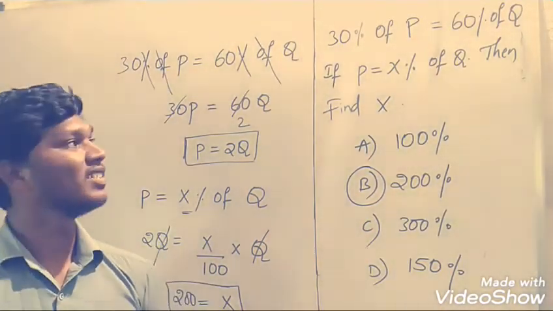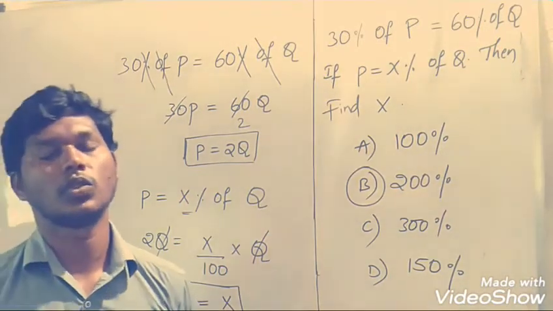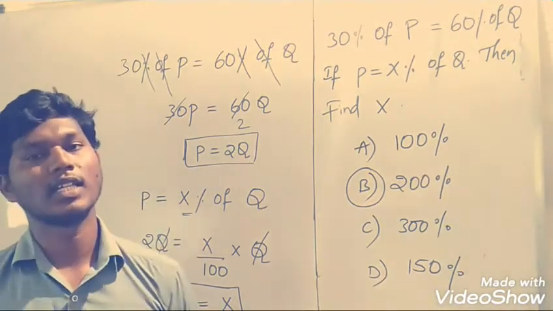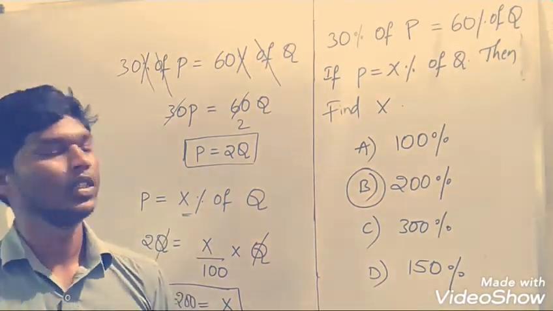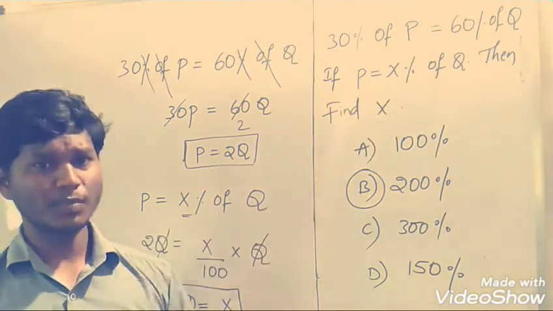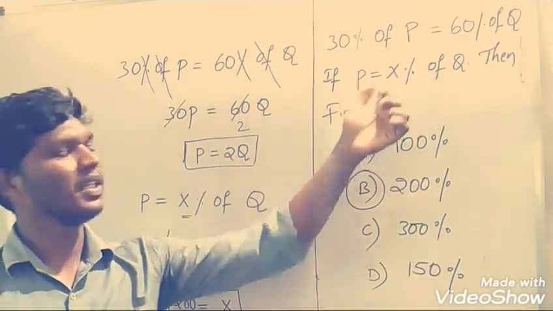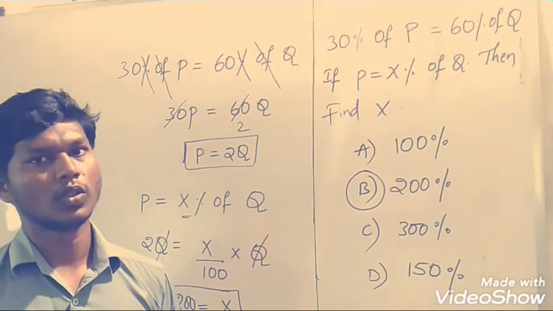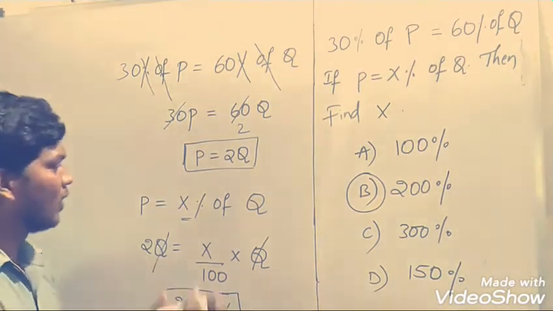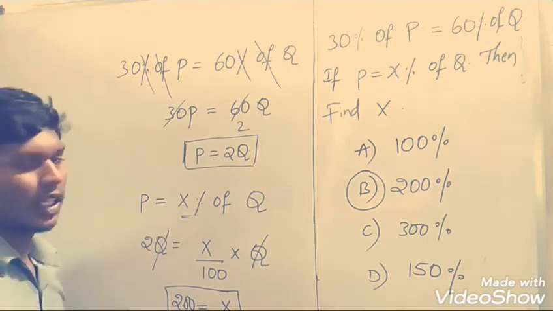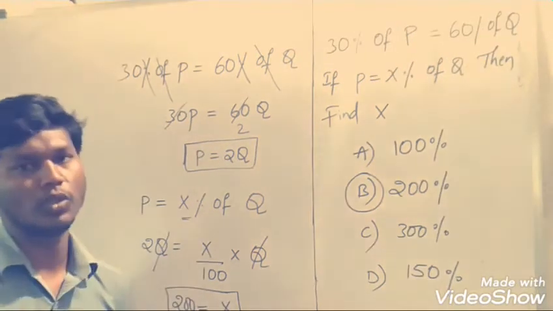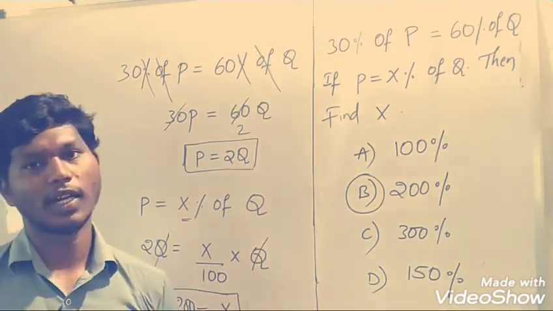Okay friends, so he has given one statement. So 30% of P is equals to 60% of Q. So percentage get cancelled, and of get cancelled. So 3 ones are 3 and 3 twos are 6. So P is equals to 2Q, and he is asking to find X percent, in which he has given a statement P is equals to X percent of Q. So convert in terms of P or else in terms of Q. So I have converted P in terms of Q. So substituting 2Q in place of P. So Q get cancelled, and finally we got the answer X is equals to 200. So option B is our required answer.